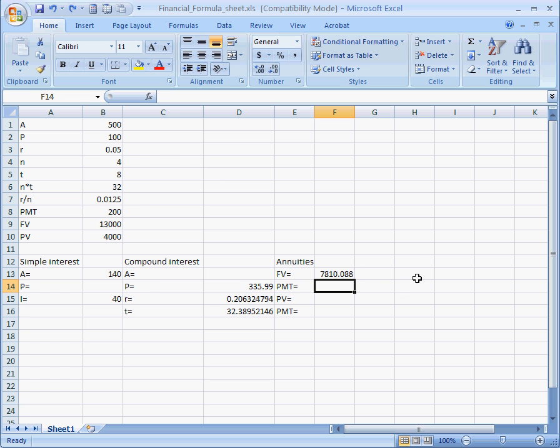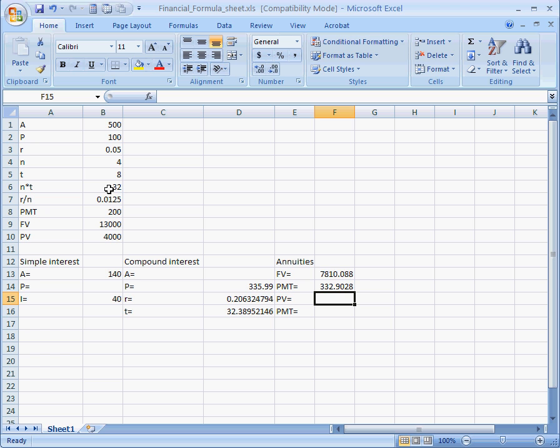Alright. The last one I'm going to do here is the payment for the future value. It is going to be equal to the future value times R over N divided by the quantity, open parentheses again, 1 plus R over N raised to the NT minus 1, close parentheses. We should get that. Again, you may want to round that if you want.